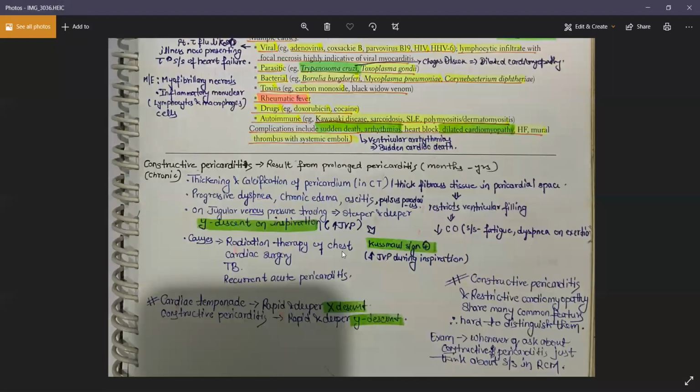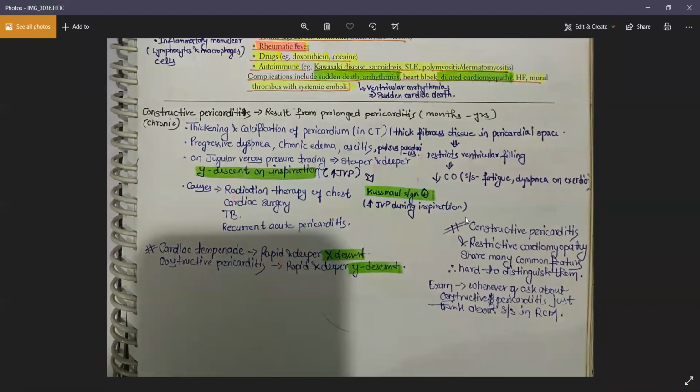Very important. Constrictive pericarditis and restrictive cardiomyopathy share very common features, and that's why it is very hard to distinguish between them. So whenever in the exam they ask you anything about constrictive pericarditis, just think about the restrictive heart disease we have discussed. A rapid X descent is for cardiac tamponade and a rapid Y descent is for constrictive pericarditis. That's how you can differentiate between cardiac tamponade and constrictive pericarditis, if the other clues don't give you much of a hint. Very important.